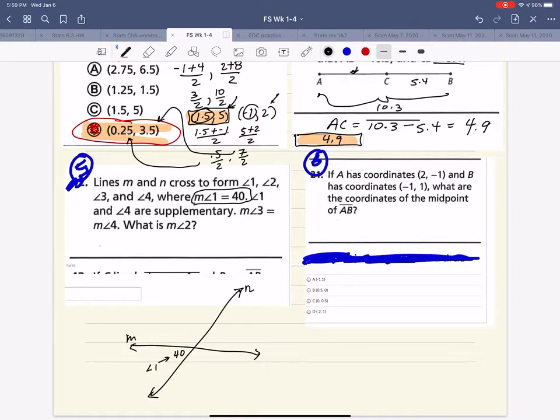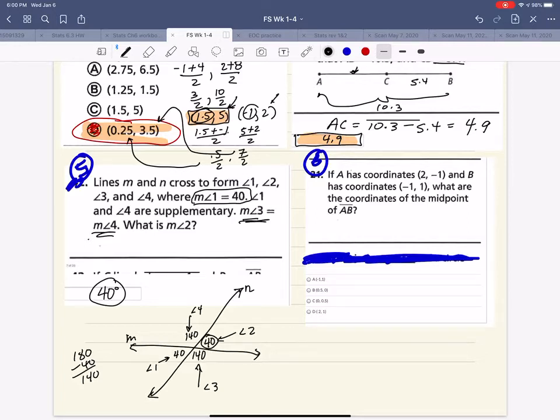So supplementary means adds up to 180. So that means I could make this angle 4, and that would be 140, because 180 take away 40 is 140, right? Then it says angle 3 is equal to angle 4. So if this is angle 4, then this would have to be angle 3, and that's also 140 because they're equal. So they want to know, what's this last angle, angle 2? Well, this has to be the one left over, which is 40 degrees.